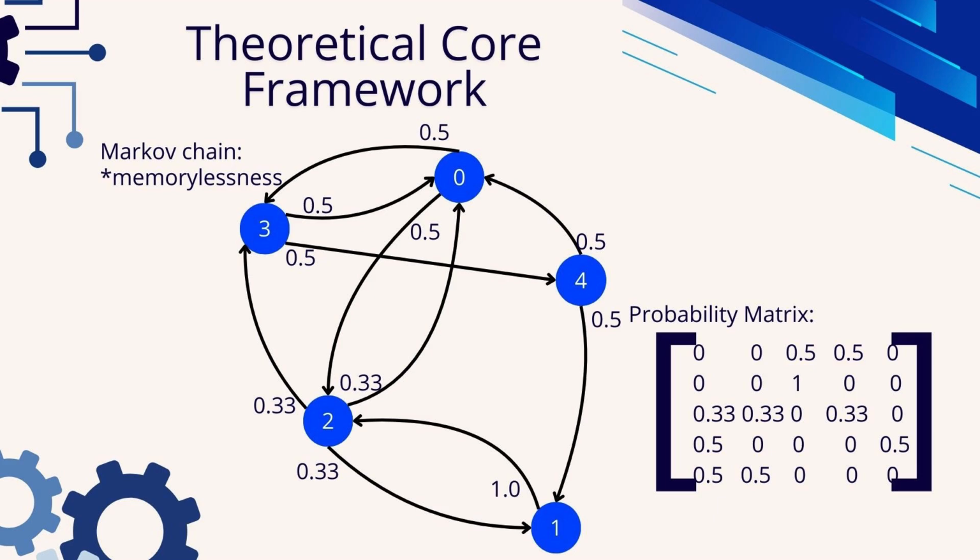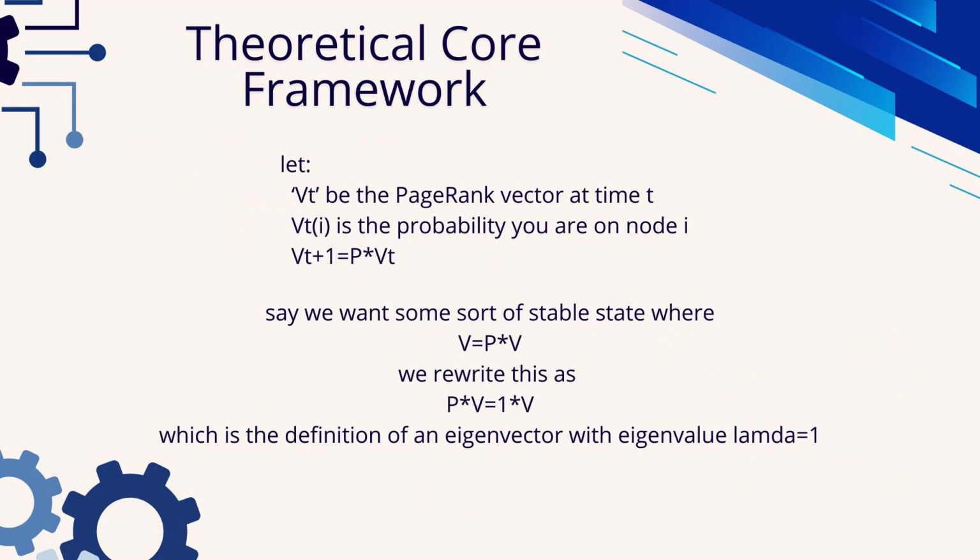Also, it is important to note that in the probability matrix, the column represents where you are right now, and the row represents where you can go next. Before we continue, an eigenvector is a non-zero vector that remains on its own span even after a matrix transformation, meaning the transformation acts like a scalar multiplication. So we can write that as a matrix A multiplied by a vector v is equal to lambda multiplied by the same vector, where lambda is just some number.